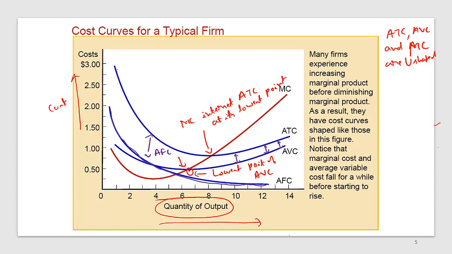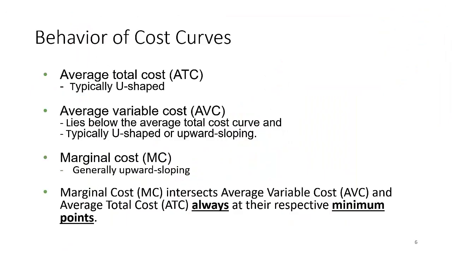So again, let's recap what we just said. Average total cost is always U-shaped. Average variable cost is always U-shaped. Marginal cost generally is upward sloping, but it is also U-shaped. Average fixed cost keeps on declining, and marginal cost intersects average variable cost and average total cost always at their respective minimum points.